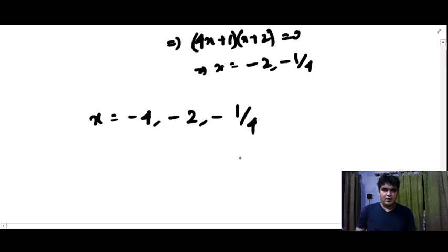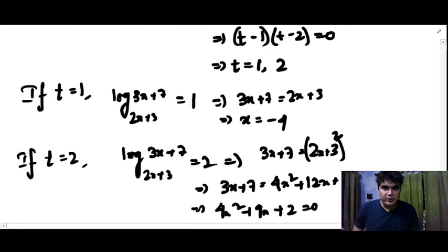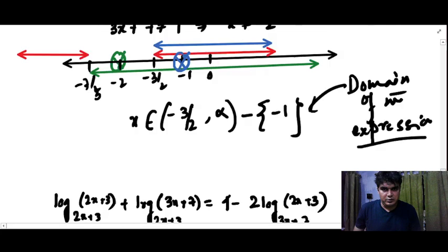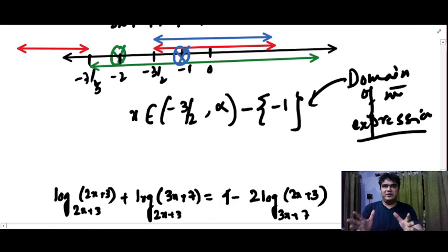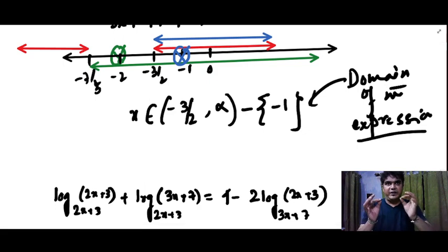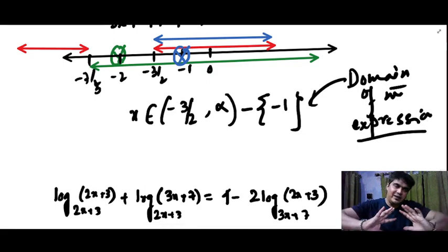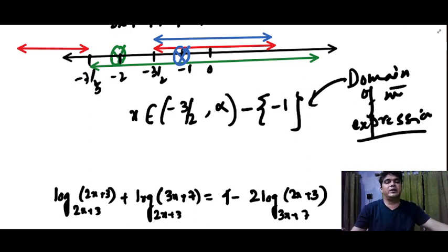Now the thing is that what was our domain? Our domain was this one. That means x belongs to minus 3 by 2 to infinity. That means the value of x is greater than minus 1.5, right? Practically speaking, minus 1 is greater than minus 1.5, and x cannot be equal to minus 1. So this is the domain of the function.